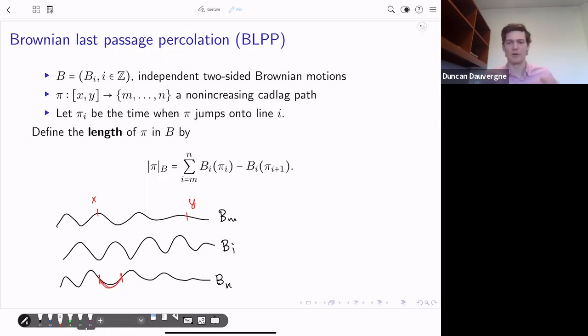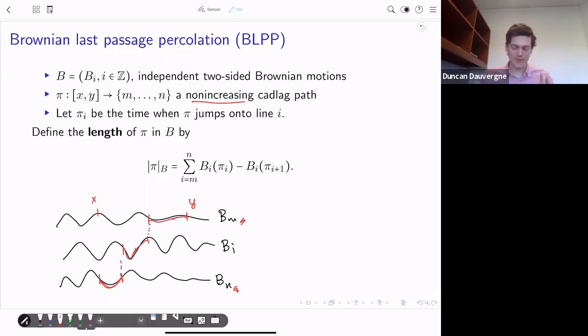My functions pi are always going to be paths that are going up in the way that I'm drawing them, but they're going down in terms of the indices. There's some logic with the indices where you want higher indices lower down and lower indices higher up, so some sort of matrix coordinates.